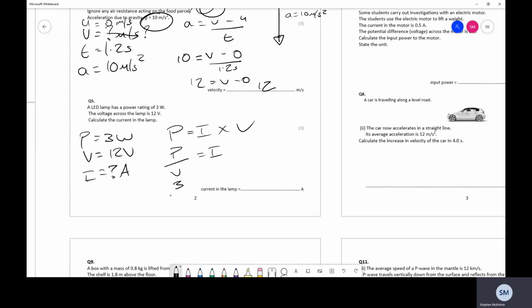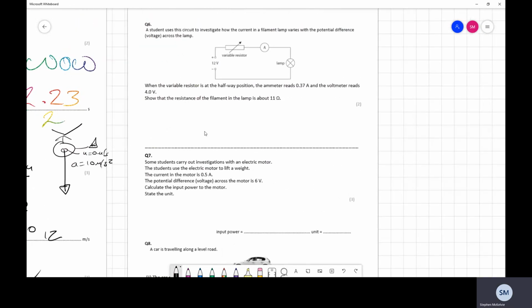I'll put my numbers in. 3 divided by 12 is equal to I. I'm going to put this into my calculator, even though we all know it is 0.25, just to double check it. Current in the lamp, 0.25 amps. And there's nothing scary, no extra units. My units are asking for amps and not milliamps, so I'm happy to carry on.